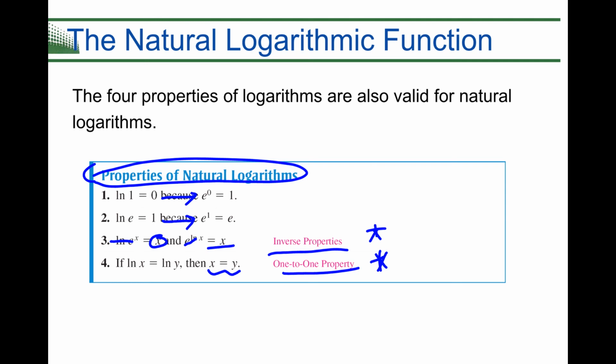So try out the questions, see what you can get by with, use the properties as you've seen here, and let me know if you have any questions.